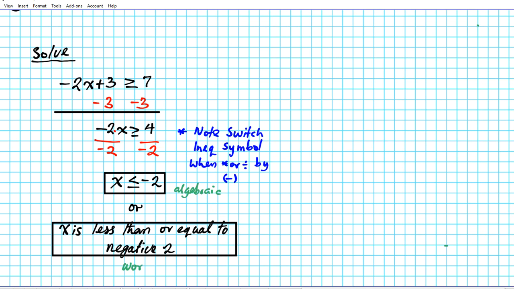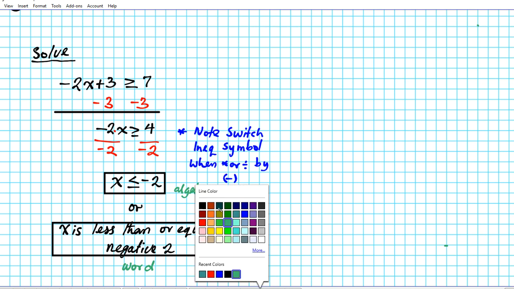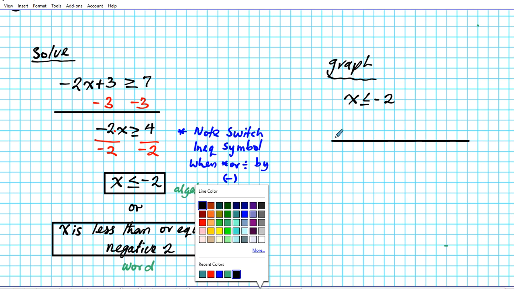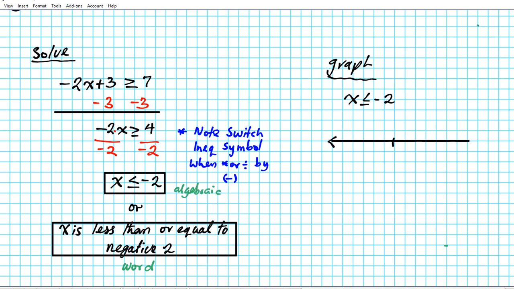This is word form. Now what we're going to do next, we're going to proceed to graph our solution on a number line. So that's the next part of our work. So let's graph it. We're graphing x is less than or equal to -2. Alright, so start off by drawing our number line, and then we're going to graph our boundary value. Our boundary value is -2.